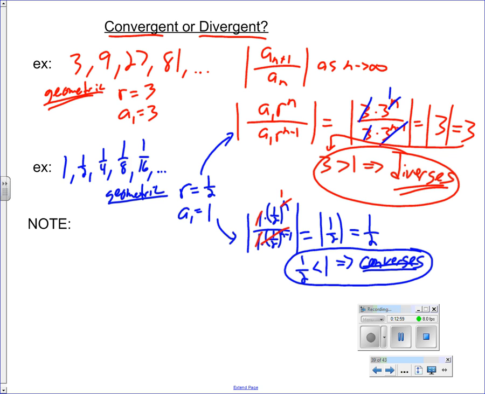So this test is actually really easy to use with the geometric series, because for geometric series, we already know the ratio of the next term to the previous term because it has a common ratio. So if we know it's a geometric series, all we need to look at is what that common ratio is. If that is less than 1, then it converges.